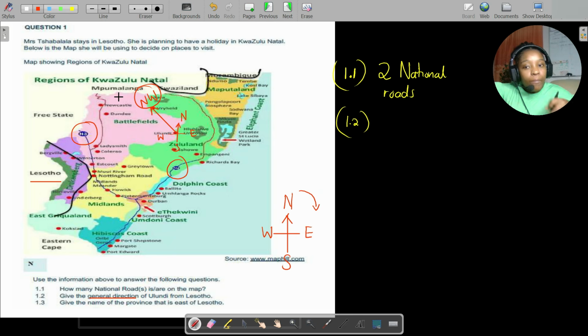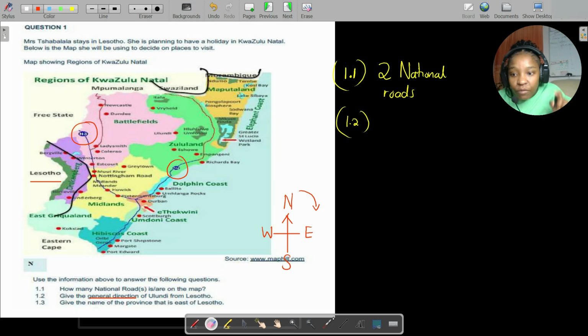So the tip here is that we can just draw a compass on that point where you're starting, and the compass just makes it easy for you to determine what the general direction will be. So that's basically what you need to take note of there.